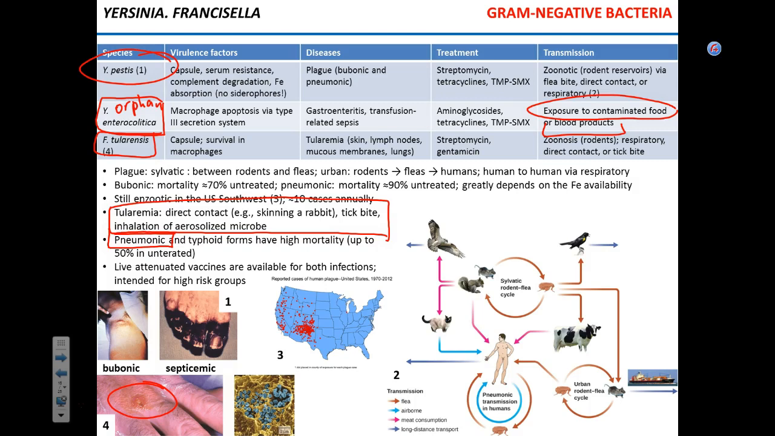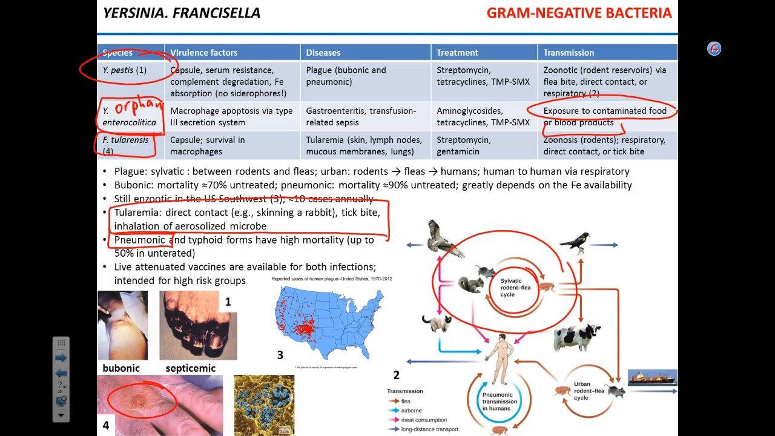Plague is transmitted in rodents by fleas. This is called the Sylvatic Cycle. The word Sylvatic refers to the transmission in nature between animals. Does that make sense? So you have fleas that bite one rodent, jump on another rodent, bite that other rodent, and the disease gets transmitted. Does that make sense?